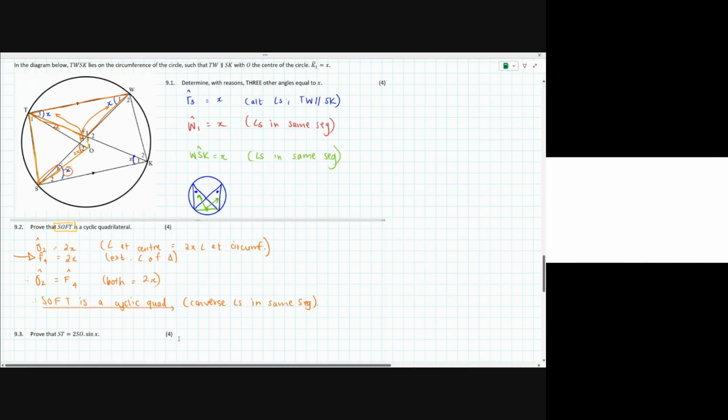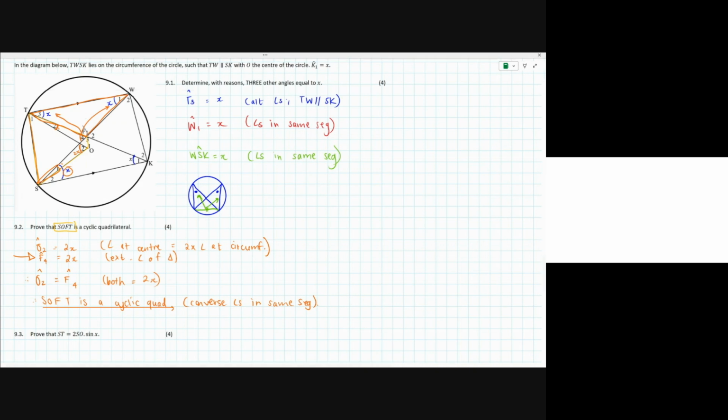Ma'am, so in question 9.2, we obviously see how there's a side that's not exactly on the circumference for the cyclic quad. So in such cases, do you have to just think about constructing a line and basically visualizing what they're trying to say? Yeah, exactly.